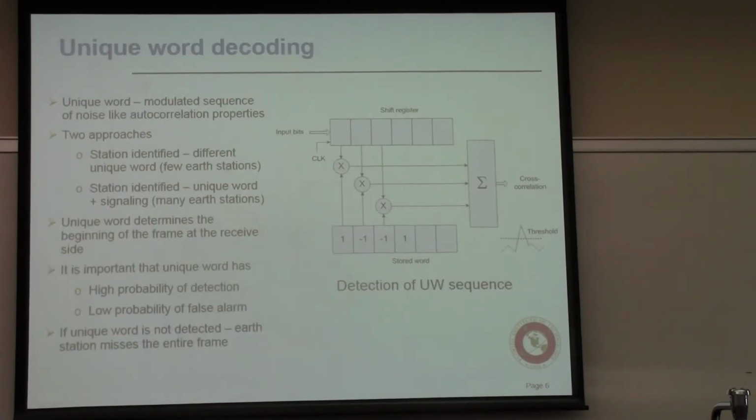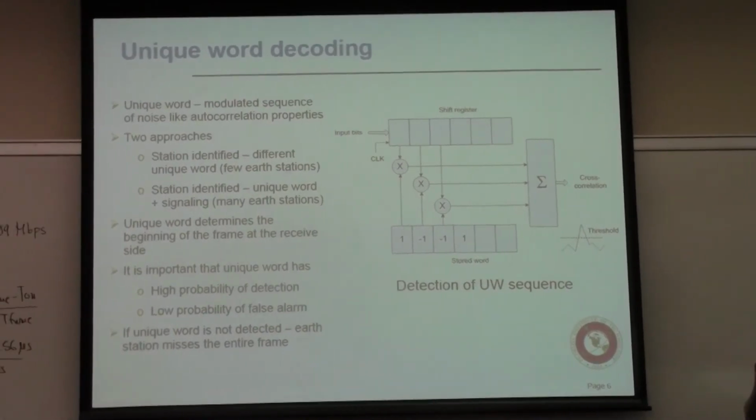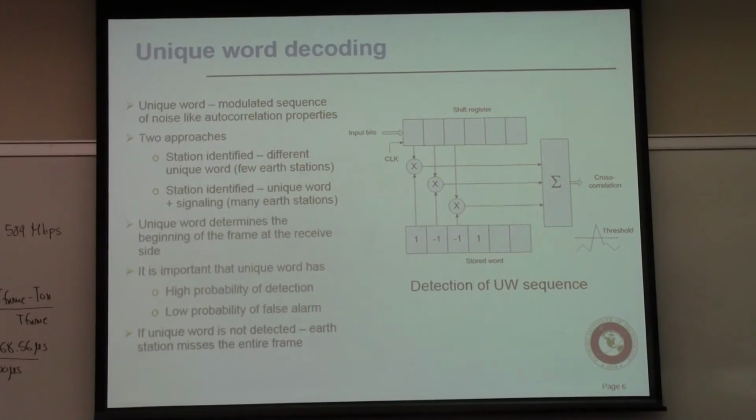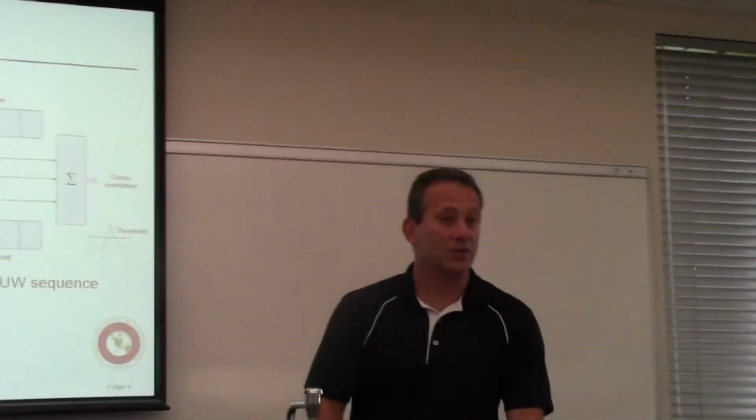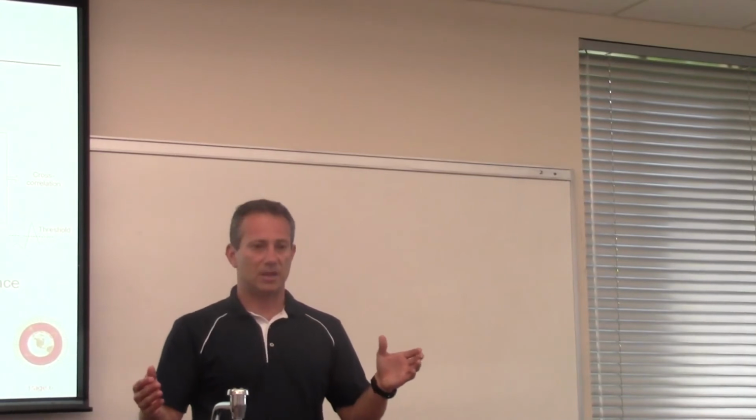So let me talk a little bit more about the unique word. What is a unique word? A unique word is usually a code that has noise-like autocorrelation properties. Now we've seen these kinds of codes before. What kind of codes are we talking about? Yeah, for example, PN codes, right?